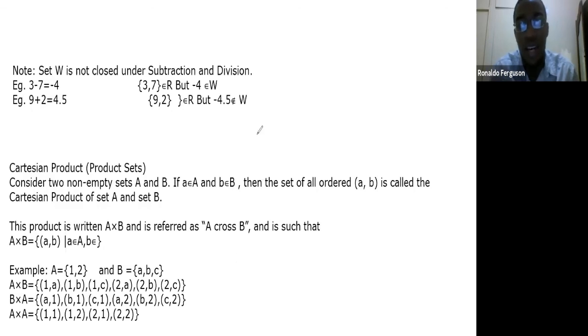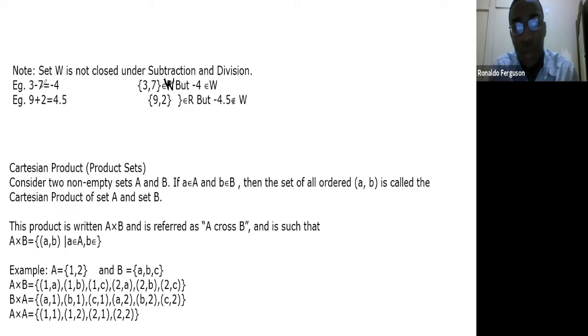So this R right here should be W. This R should be W. 3 and 7 are whole numbers, but 4 is also a whole number, and so it would be, so this one, but negative 4, sorry, negative 4 is not a whole number. My apologies. Negative 4 is not a whole number. It says set W, which means the set of whole numbers, is not closed under subtraction and division. Negative 4 is not a whole number, right? Negative 4 is an integer, it's a negative integer. And so this is not closed under whole numbers.